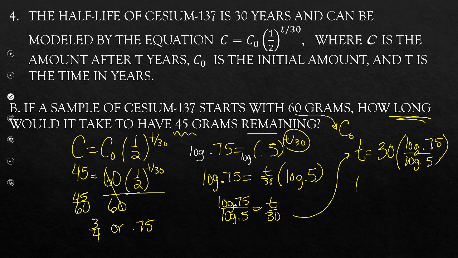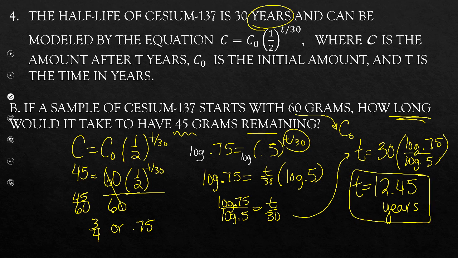Okay, so our time is about 12.45, and this is in years. So just a little over 12.45 years, almost 12 and a half years, you could call it, to go from 60 grams down to 45. So we haven't taken half of it. We didn't go from 60 to 30, so I know it doesn't take 30 years. So it's got to definitely be less than that.